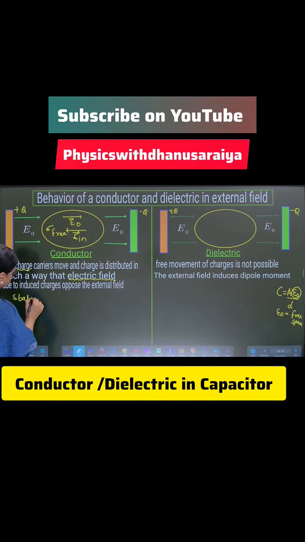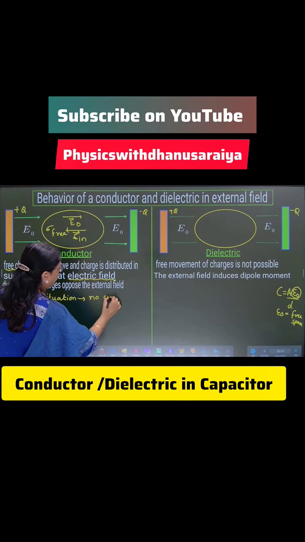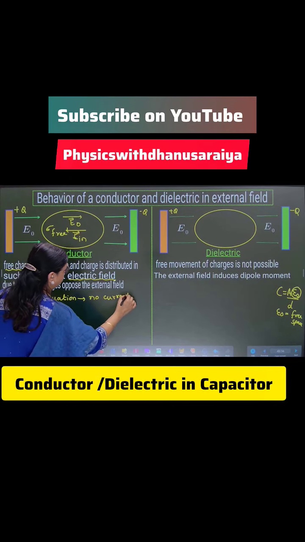static situation is reached. What is a static situation? Inside or on the surface of the conductor, there is no current. This we have already learnt in the previous video.